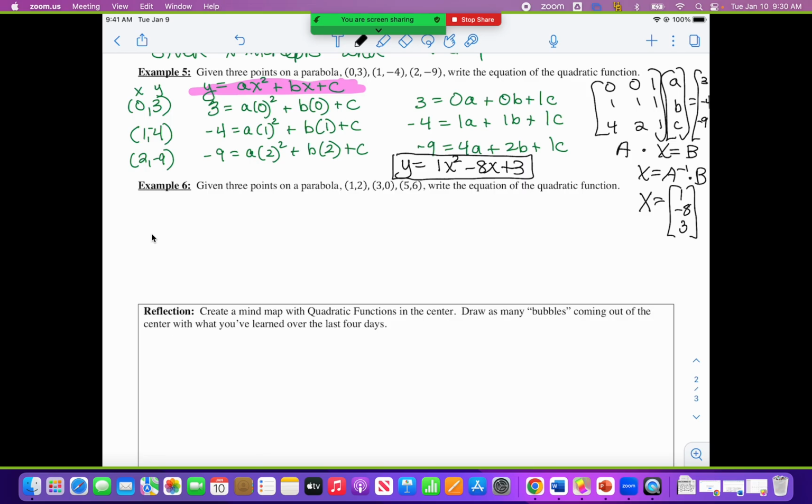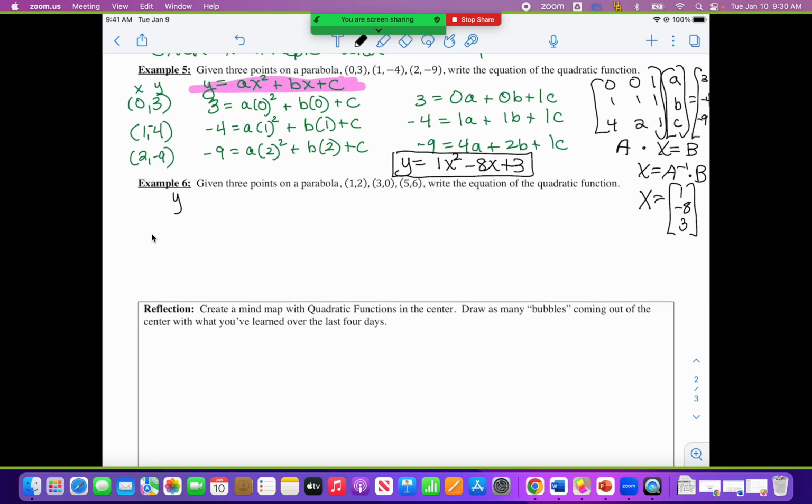So here's what you're going to do. You're going to start with y equals ax squared plus bx plus c. So I'm going to use the 3 points. So I'm going to get 2 equals a times 1 squared plus b times 1 plus c. So that's 2 equals 1a plus 1b plus 1c.